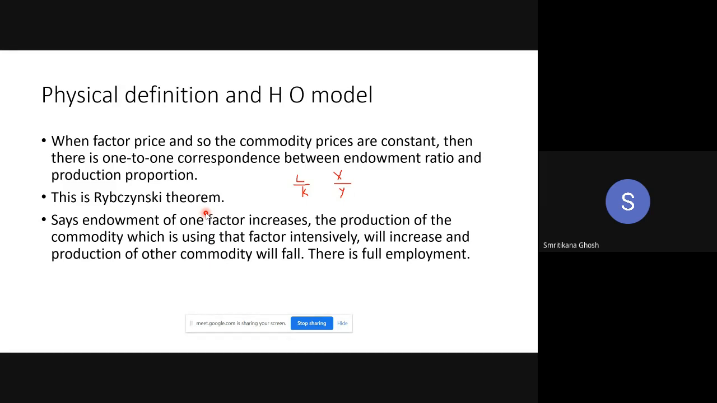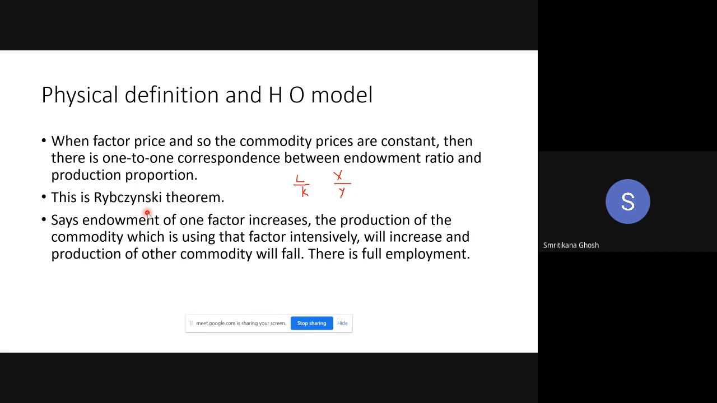The mathematical derivation may be done by SN ma'am in the Math Eco class, but I will also show you the mathematical derivation. The Rybczynski theorem is very similar to the Stolper-Samuelson theorem. The Stolper-Samuelson theorem was with respect to the price definition, and the Rybczynski theorem is in terms of the physical definition of factor abundance.